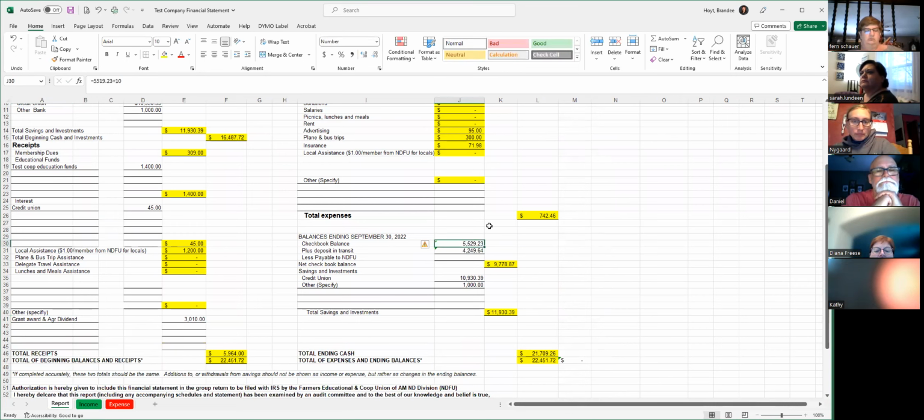And then we recorded it in the bank here. So you have it on the income side, and then you also have it on the checkbook balance side. So that is how you end up balancing here. Does that make sense?